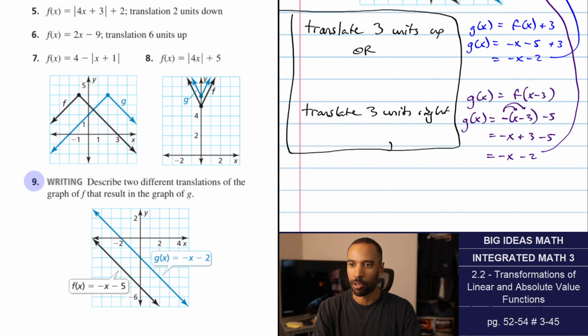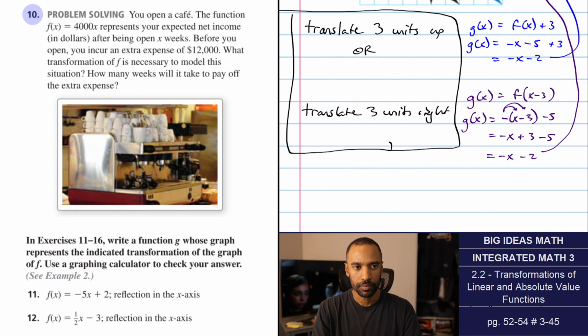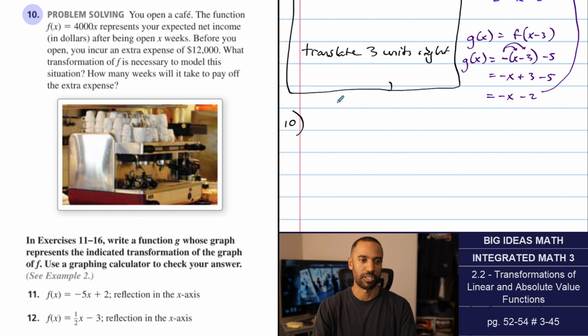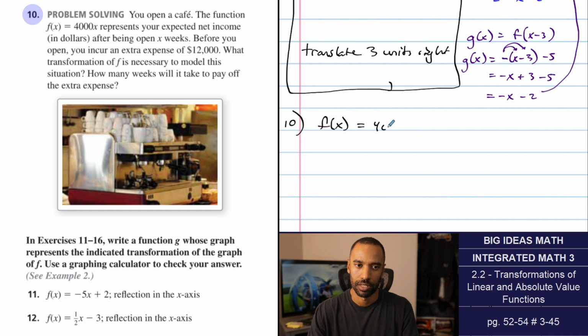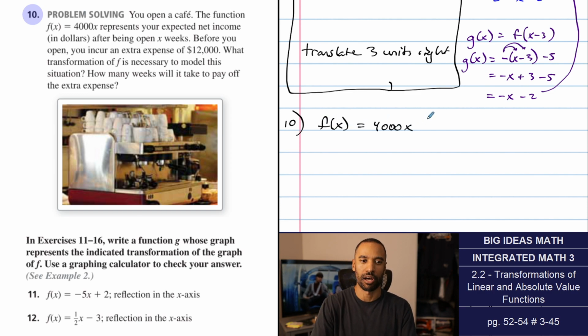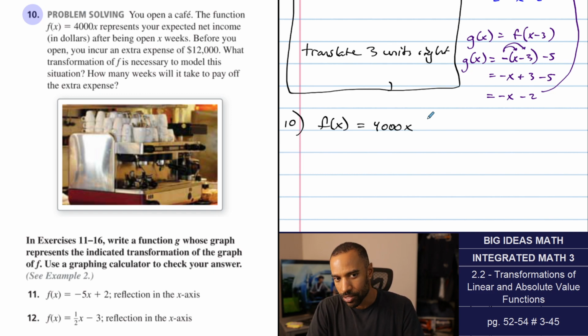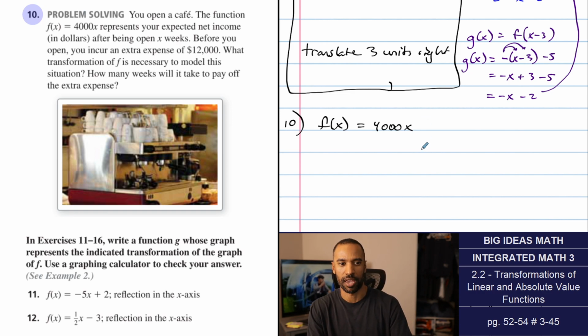Okay, let's see what number 10 is all about, because I have no idea. It's problem solving. Hey, number 10. And this is still translation-based, I'm sure. You open a cafe. The function f of x equals 4,000x represents your expected net income in dollars after being open x weeks. So 1 week, net income of $4,000. Before you open, you incur an extra expense of $12,000. What transformation of f is necessary to model the situation? How many weeks will it take to pay off the extra expense?